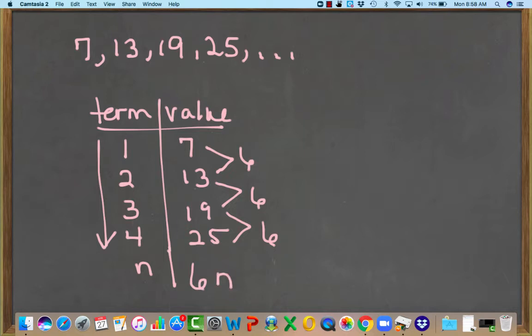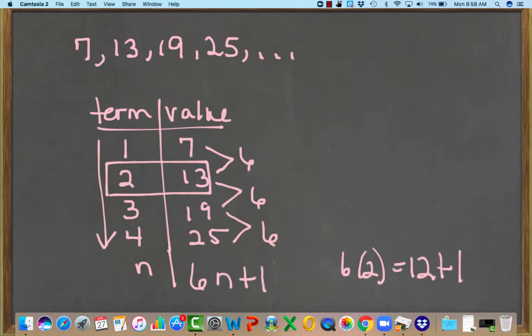Let's pick a number. This time I'll use the second term. 6 times 2 is 12, but I need to have 13, so I need to add 1. So my a sub n formula should be 6n plus 1. And we're going to check that for another number out of my sequence.